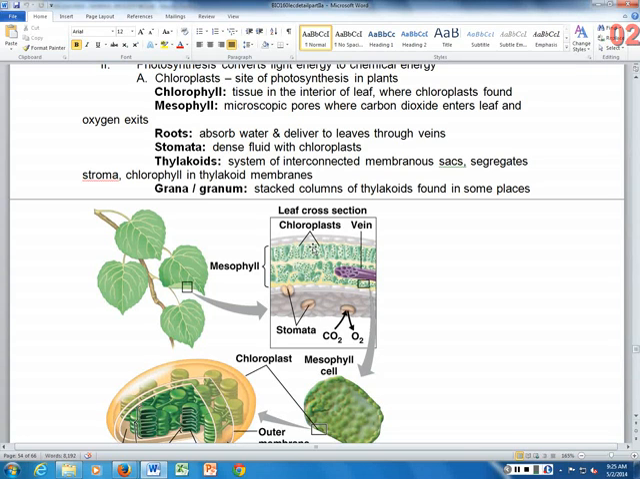So the stomata are actually, for some reason the notes are a little weird in here. The stomata are these openings, and they have fluid around them. You have dense fluid around this in the mesophyll, but the stomata are actually the openings that allow the gases to go through. So I don't know if that got changed in your notes or not.